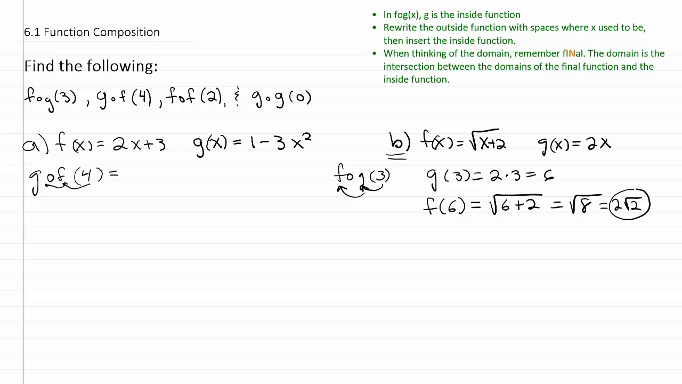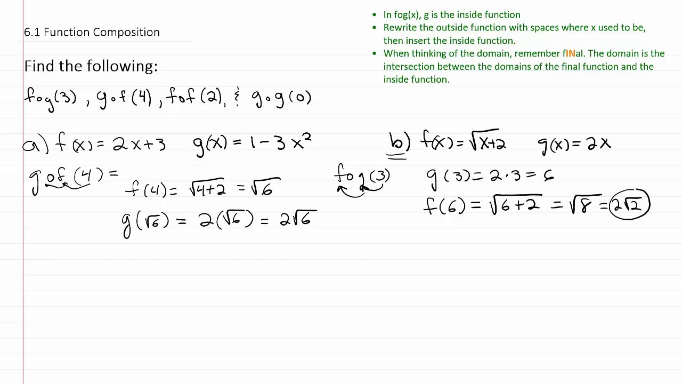So 4 going into f is going to give me basically f of 4, which is equal to the square root of 4 plus 2, and that's going to be the square root of 6. Now I'm going to take that answer and plug it into g, so I'll have g evaluated at the square root of 6. So g here is just 2 times x, so it'll be 2 times the square root of 6, and that's your answer, 2 times the square root of 6.